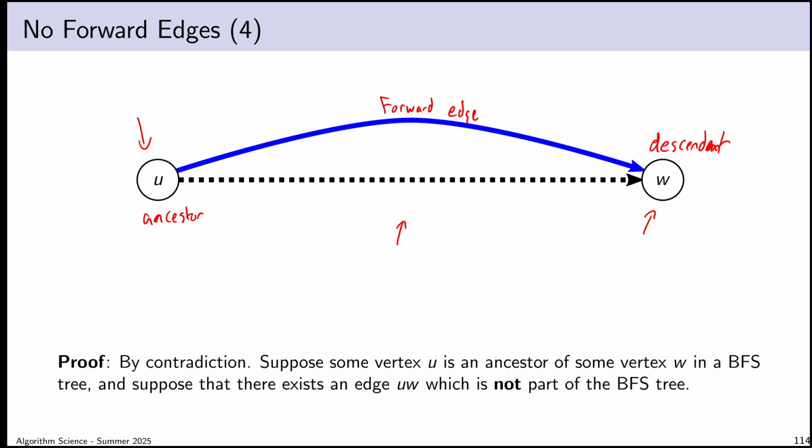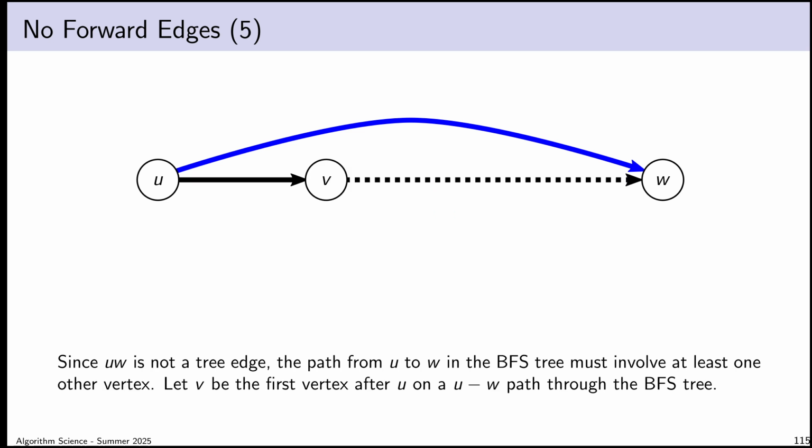Instead, there is some way to get from U to W in the BFS tree. I don't know how long it takes, so I've drawn this as a dotted line because there could be a whole bunch of vertices in the meantime. There has to be at least one, and the reason for that is because if there's an edge directly from U to W, and U is the parent of W in the BFS tree, well then this has to be the edge from U to W in the BFS tree. If there's some other path from U to W in the BFS tree, it has to make at least one stop along the way. Otherwise, of course, that would mean there are two different edges from U to W, which isn't allowed.